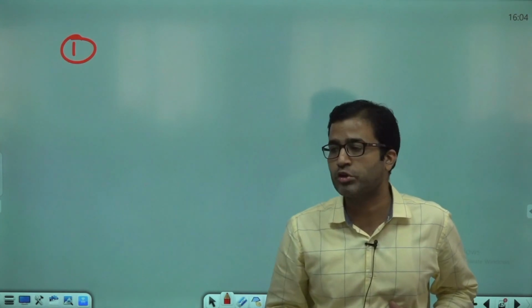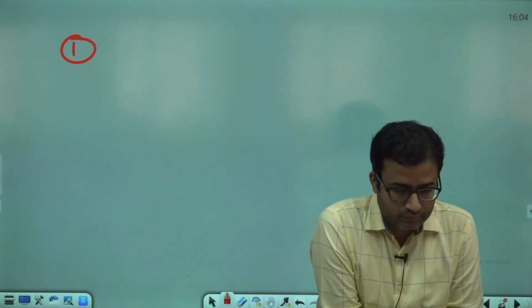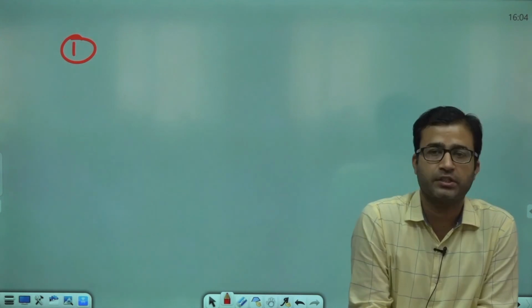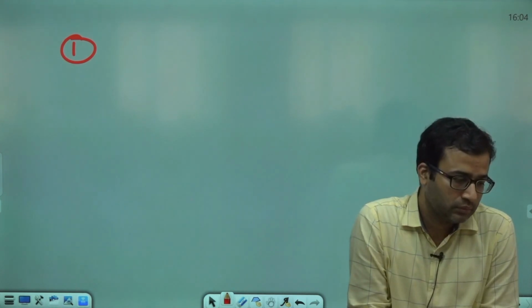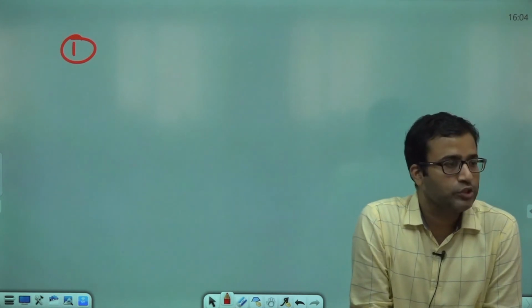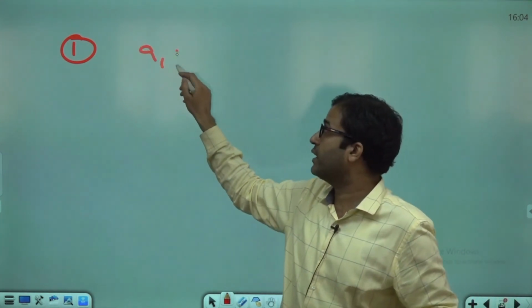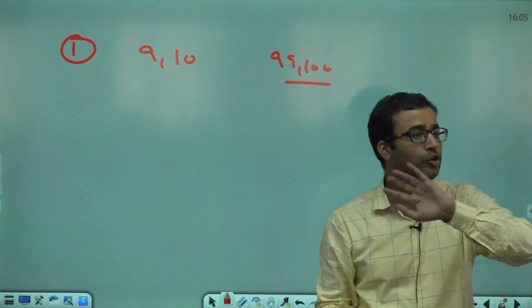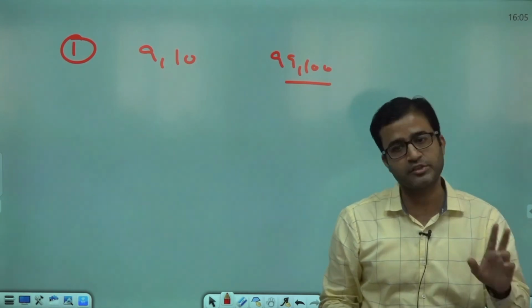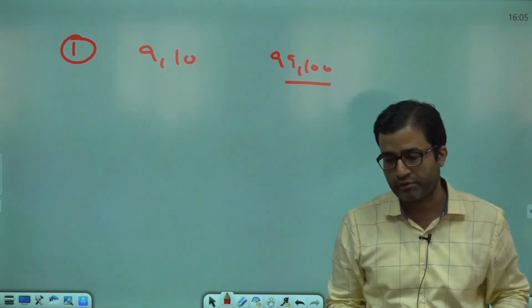Two consecutive natural numbers are always co-prime to each other. I won't say anything else. 9 and 10. Not only this, 99 and 100. You can check at your home. Take 2 consecutive natural numbers. You will find there is only 1 as a common factor. In 2 consecutive natural numbers, they have only 1 as a common factor. That's why they are co-prime. 2 consecutive natural numbers are always co-prime to each other.